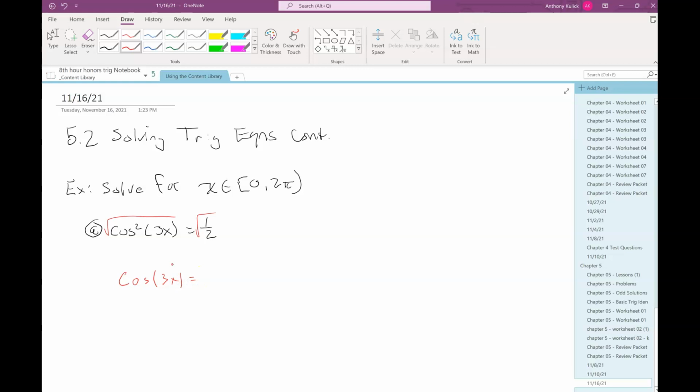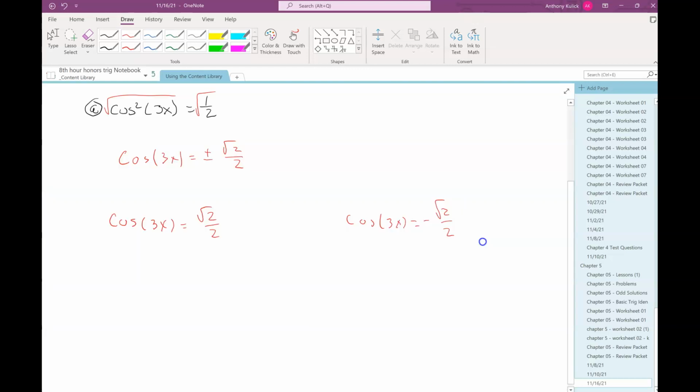Now, when I square root both sides, what do I have to remember? Plus or minus. When I square root 1/2, the square root of 1 is 1, and then I have square root 2 in the denominator. When I rationalize that denominator, I'm going to end up with root 2 over 2. I'm just going to explain that aloud rather than writing down the steps. Since this is a plus or minus, I'm going to break this off into two equations. One where cosine 3x is equal to positive root 2 over 2, and one where it's equal to negative root 2 over 2.